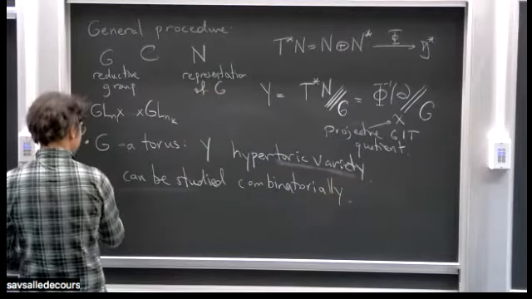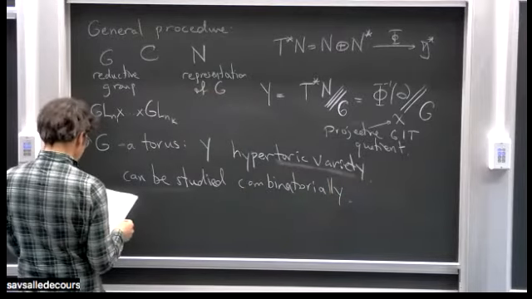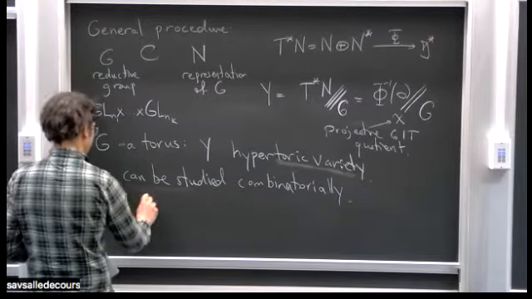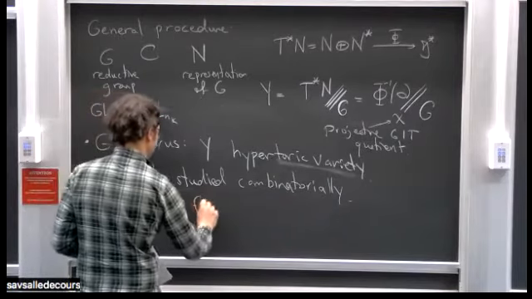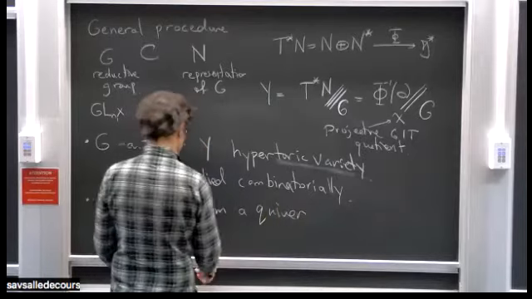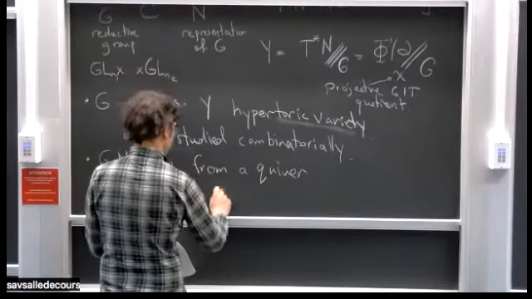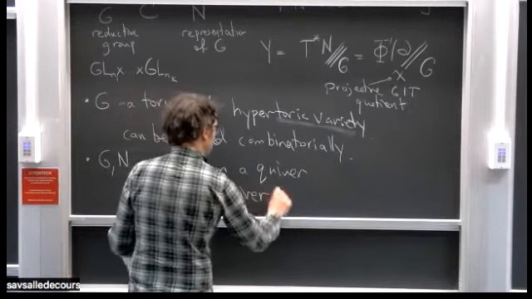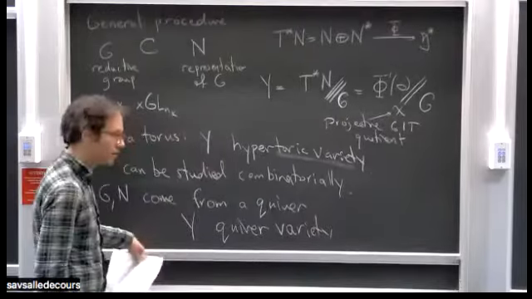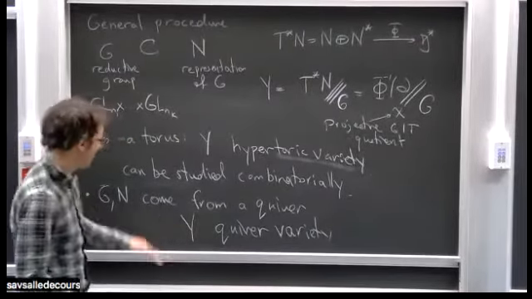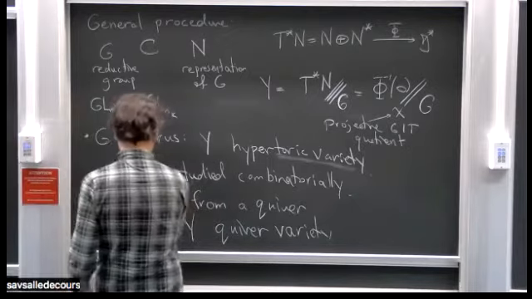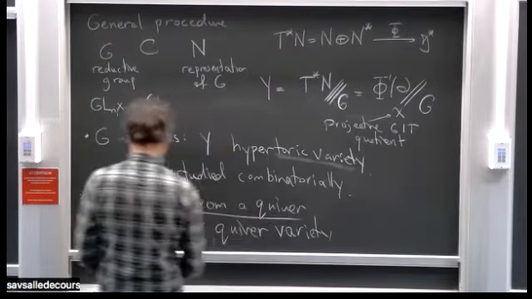The second important special case is when G and N come from a quiver. In this case, Y is called a quiver variety. Maybe it's not obvious what I mean by G and N coming from a quiver, so I'll come back to this later. We'll return later to what these quiver varieties are and what it means to say that G and N come from a quiver.